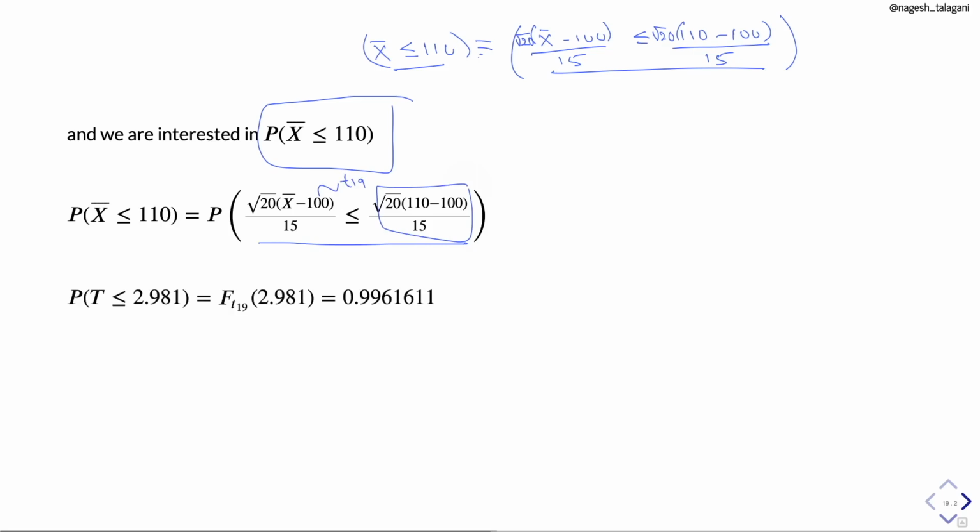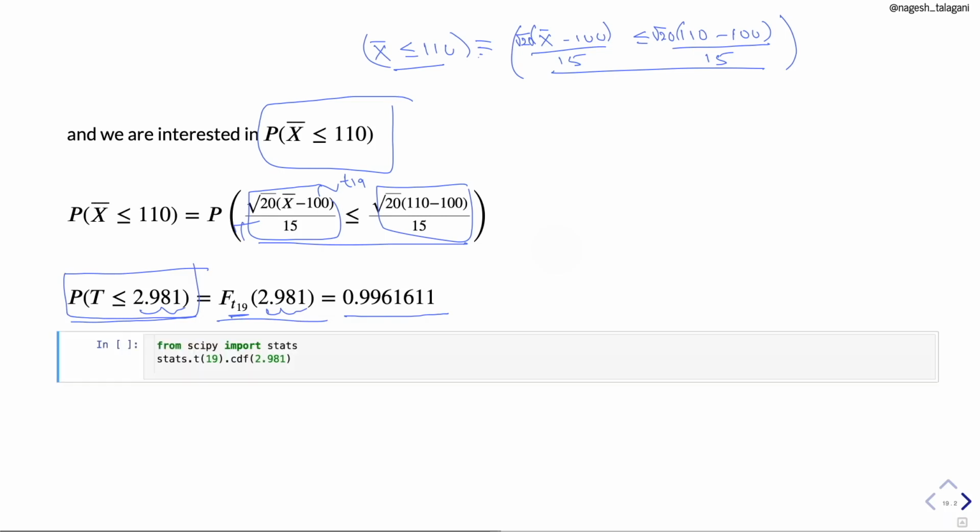Now we know this follows the t distribution with 19 degrees of freedom, and this gets simplified to 2.981. So this is the random variable t which follows the t distribution with 19 degrees of freedom. So we have the probability of t less than or equal to 2.981, and this probability is the CDF value of the t distribution with 19 degrees of freedom at 2.981. This CDF value will be 0.9961611.